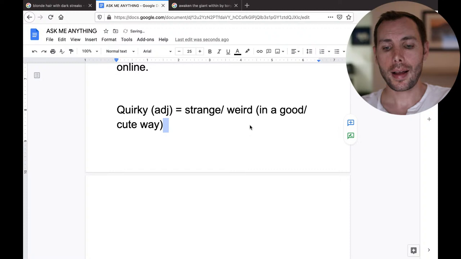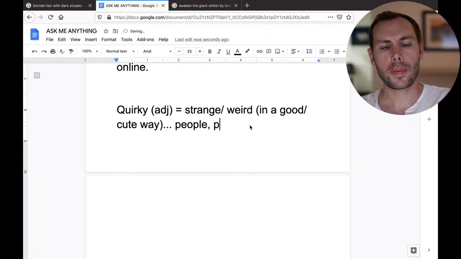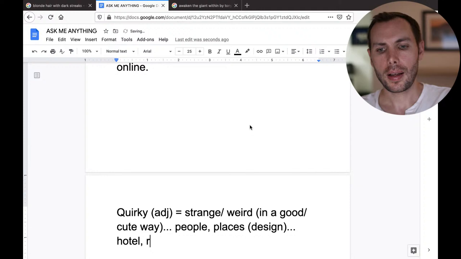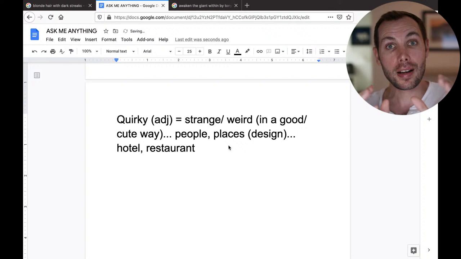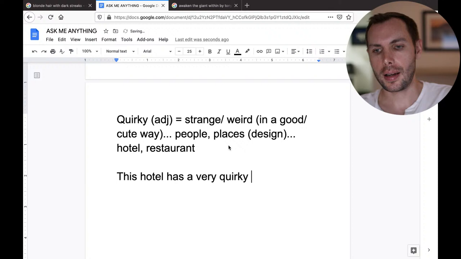Now this is probably most commonly used for people, but it could also be for places as well. Maybe the design of a place, like a hotel or a restaurant. So imagine you go to a restaurant or a hotel, and it's got a very original, kind of strange, but interesting, unique design. You could say, this hotel has a very quirky design, but I like it. Right?